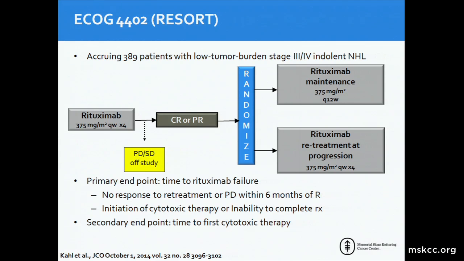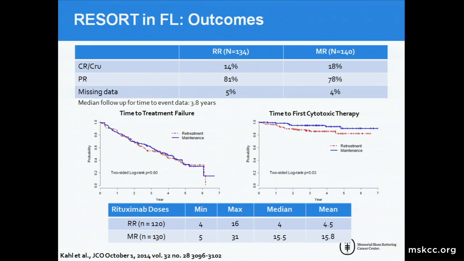with maintenance rituximab. We have another trial that's informative, and that's the RESORT trial, and this was for low tumor burden patients, and they got rituximab induction, and then they were randomized to observation versus rituximab forever. It was a little bit tricky to give rituximab forever, but that was the randomization. At time of randomization, the patient groups were the same. The retreatment on relapse or maintenance rituximab had very similar responses, and the time to rituximab failure was identical.